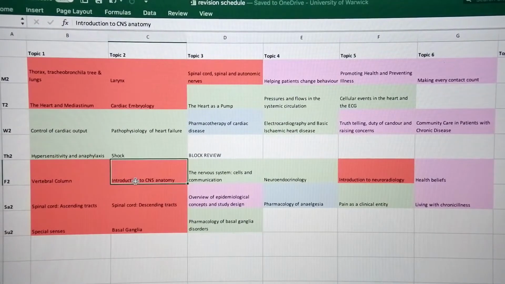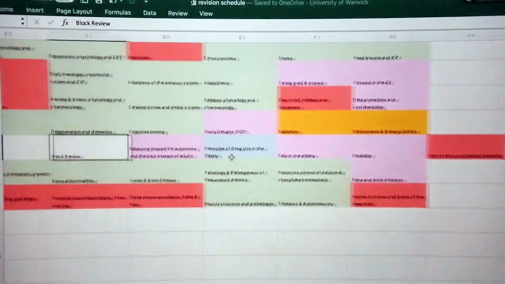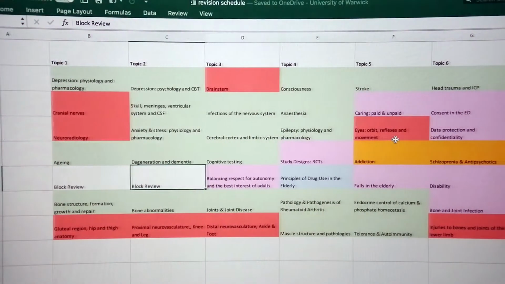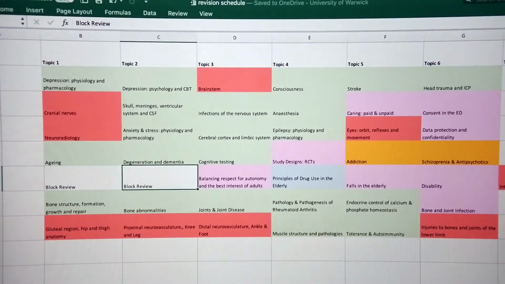This is block 3, which is the brain and behaviour module. Now, a lot of people really struggle with this module. For me personally, I didn't think I struggled with it that much, but I didn't do very well on the formative, and so that's why I'm trying to give myself as much as I can for this block to aid my revision.